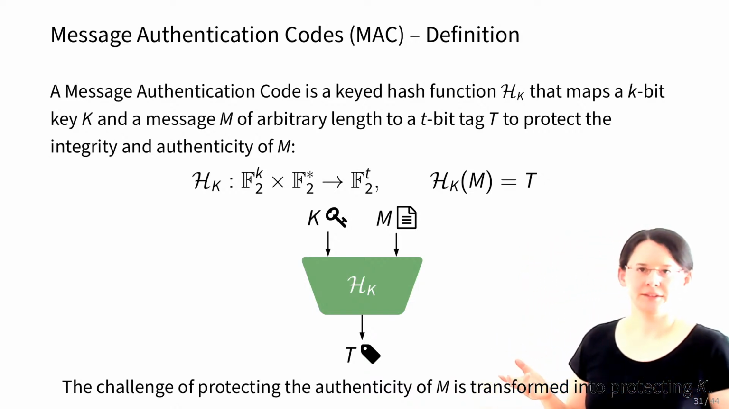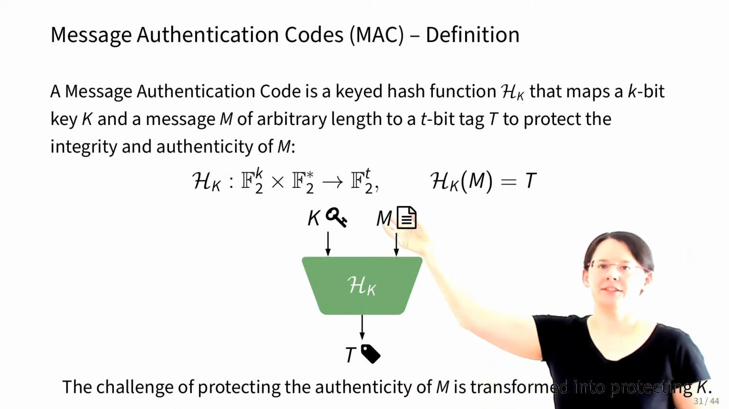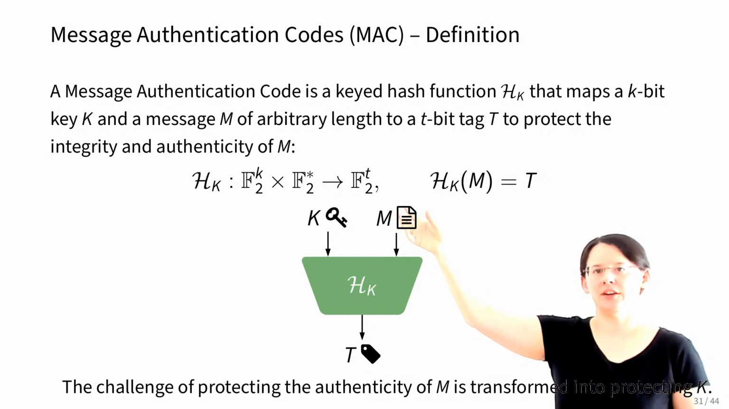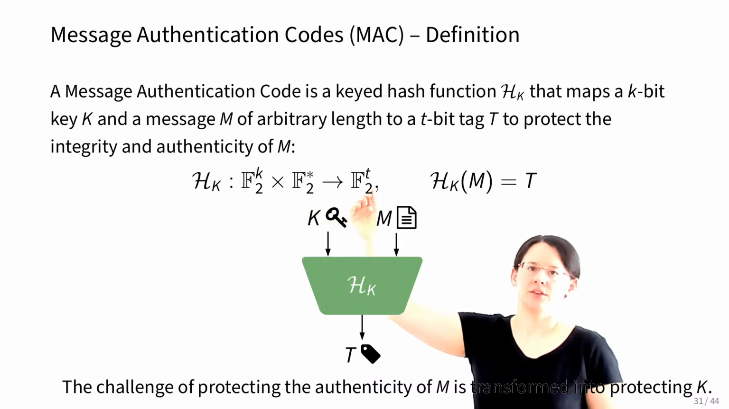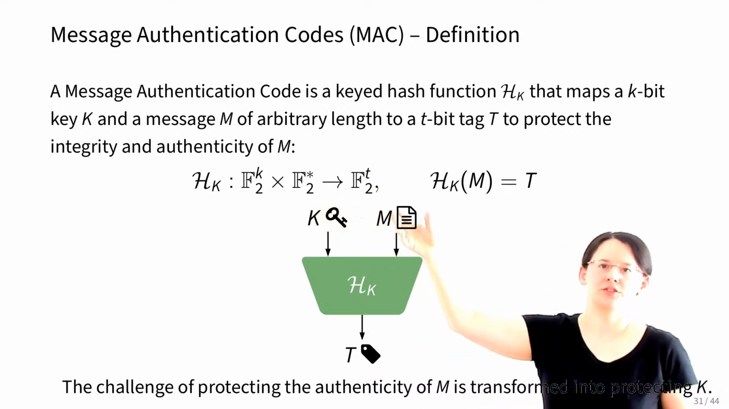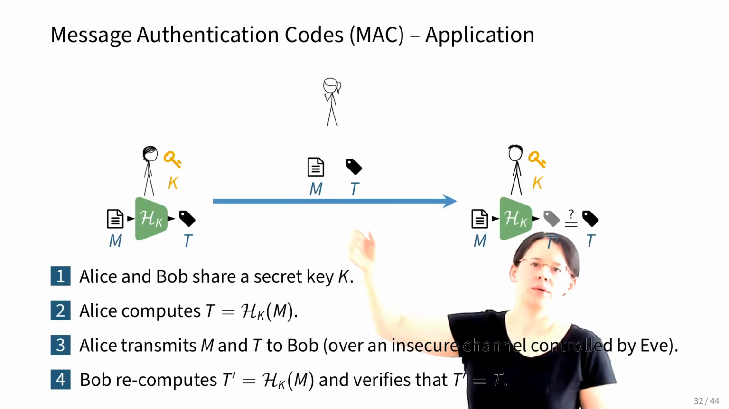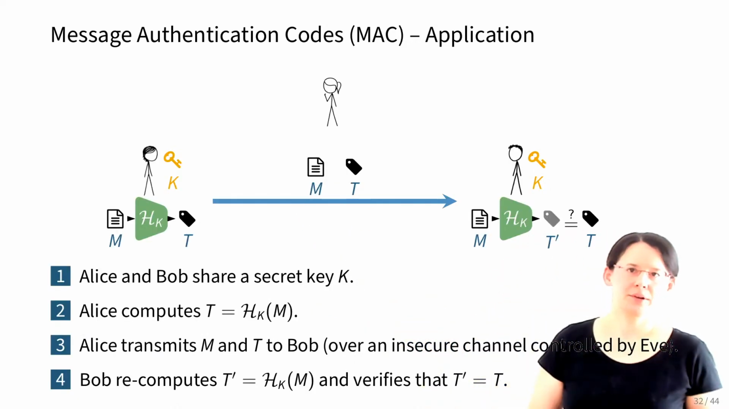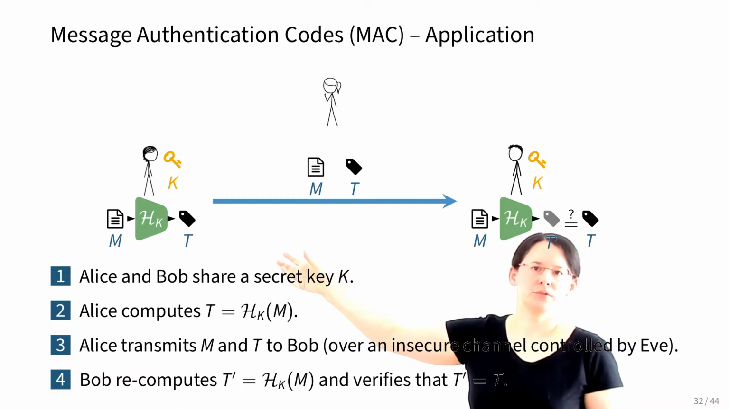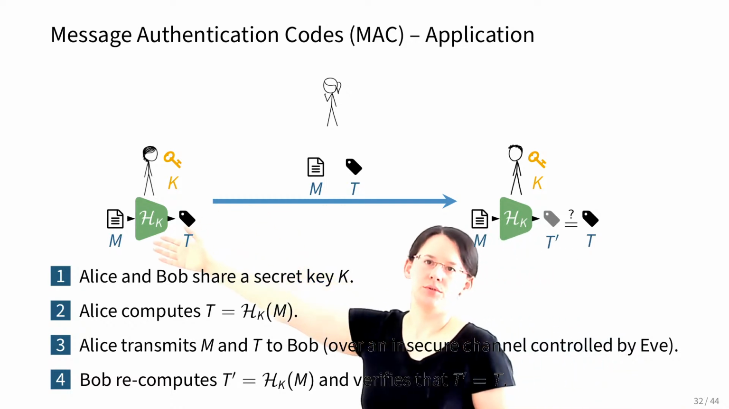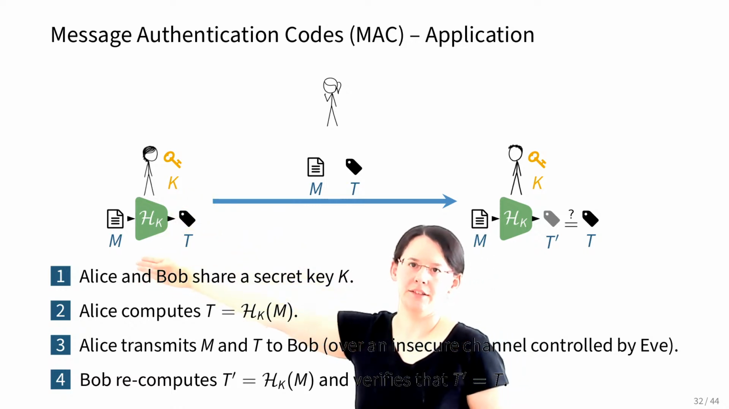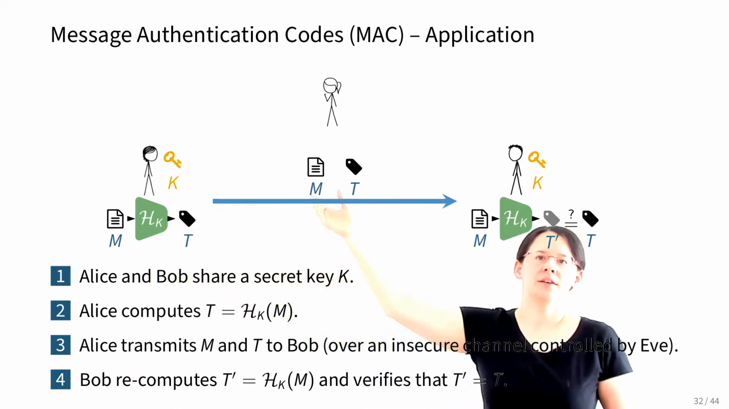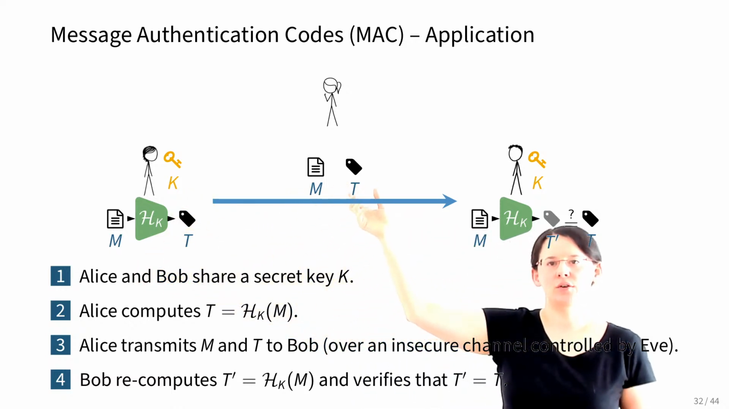And what we do here is the challenge of protecting the message is now changed into the challenge of protecting the secret key. So this is different. Before we transformed the challenge to protecting the tag, now we transform it to protecting the key. What do I mean by that? If you look at the same picture as before, you see that most of it is the same. So Alice, if she wants to protect something, she computes the tag by using the key and the message. She then sends both the message and the tag over the untrusted channel.